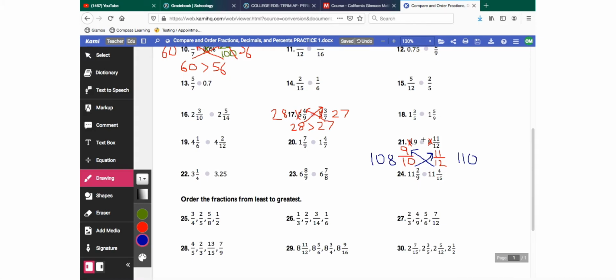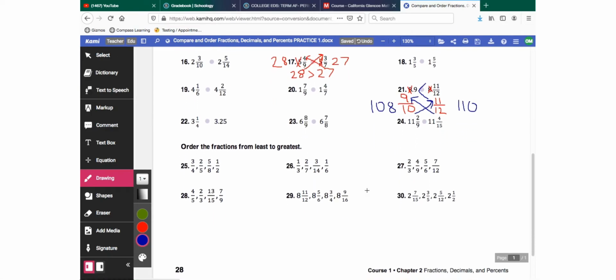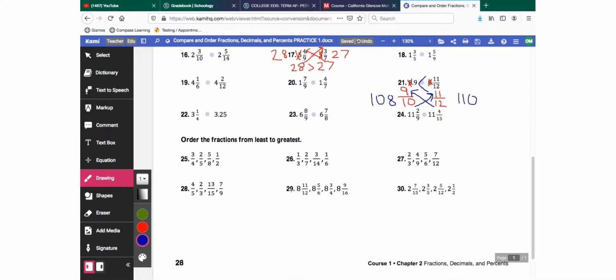Okay, so 108 is less than 110, which means the same thing is true for the fractions above. Okay, so now we're going to put the fractions in order from least to greatest. That's smallest to biggest.